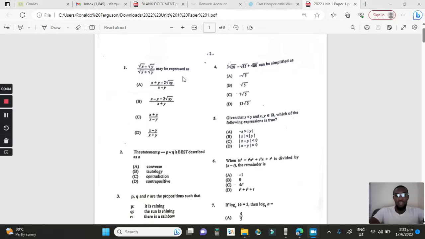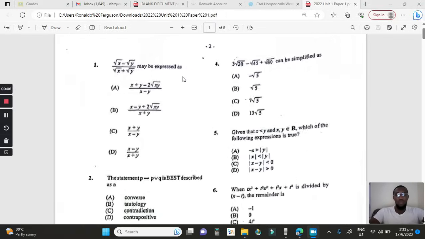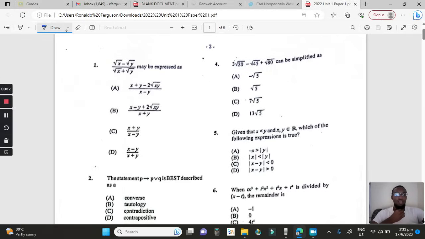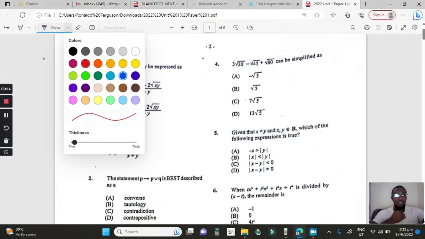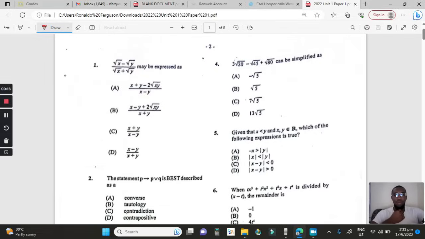Today we're going through the June 2022 paper one for Pure Math Unit 1 and we want to just get into it. Just felt like doing some maths for fun. So I'm going to give us all the Pure Math paper 1 2022.